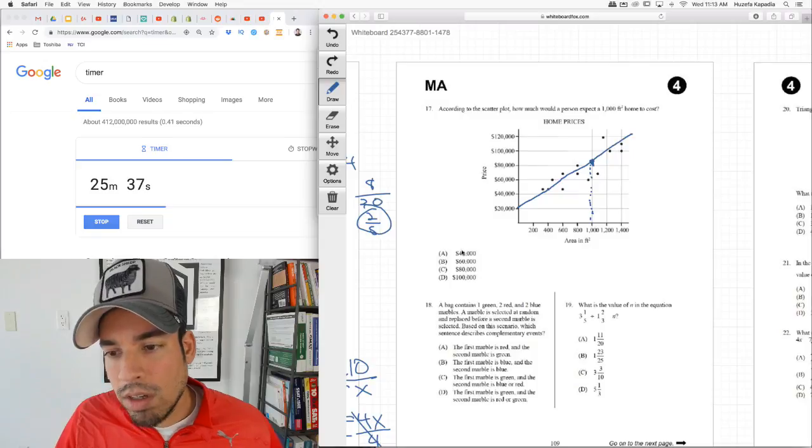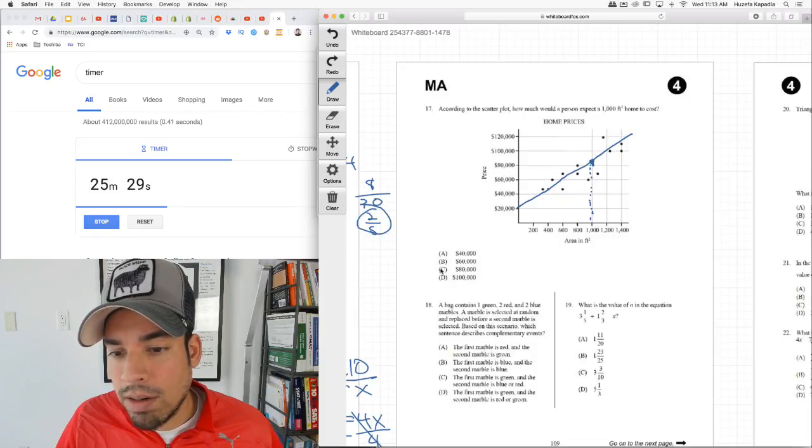So maybe it's a little off, but 60,000 would be down here. That's way too low. 100,000 is, I think, too high. You know, it's in the zone, but it would be a little high. So I'm saying 80,000.